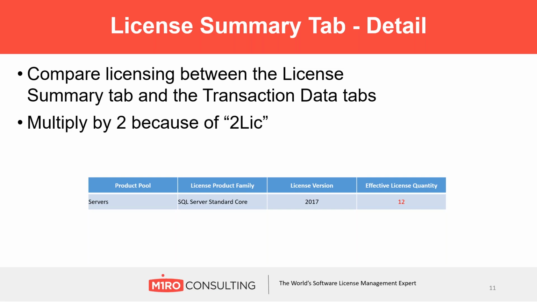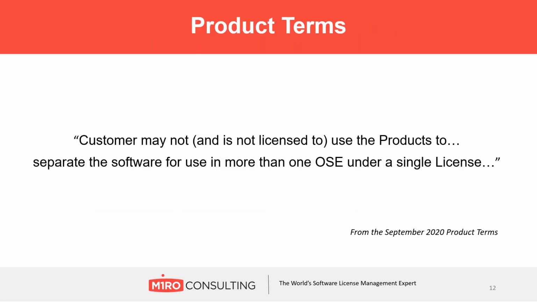But that is misleading, because according to the product terms, a customer may not and is not licensed to use the products to separate the software for use in more than one operating system environment under a single license. So the question now is answered, right? For Windows Server, the client owns just 40 licenses, and for SQL Server, this client owns just 6 licenses, which is half the amount that the license summary tab reports.